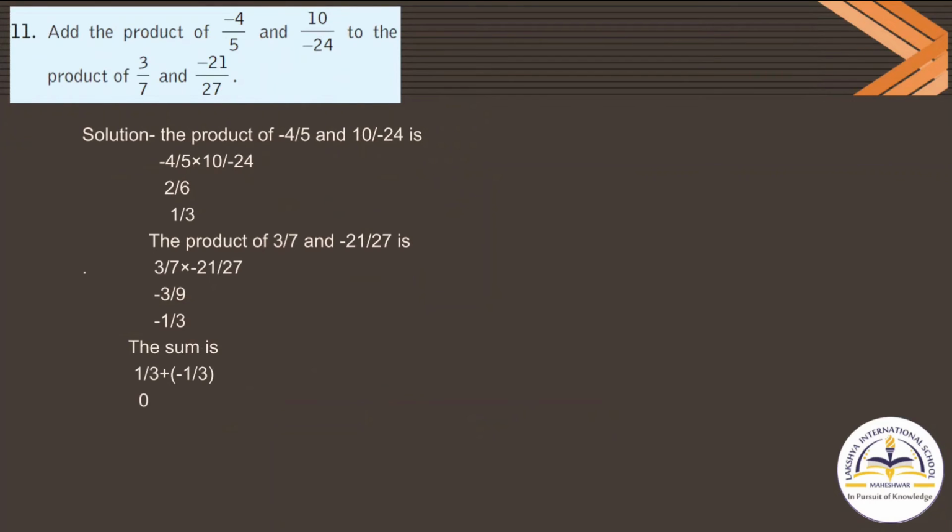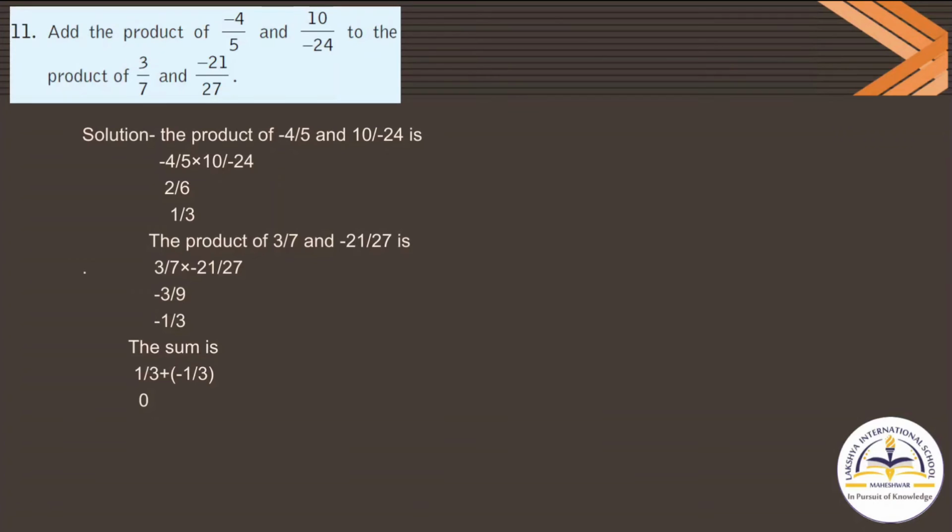Now question number 11. Add the product of -4/5 and 10/-24 to the product of 3/7 and -21/27. Solution. The product of -4/5 and 10/-24 is, you have to multiply both the numbers, so we will get 1/3 as the answer.